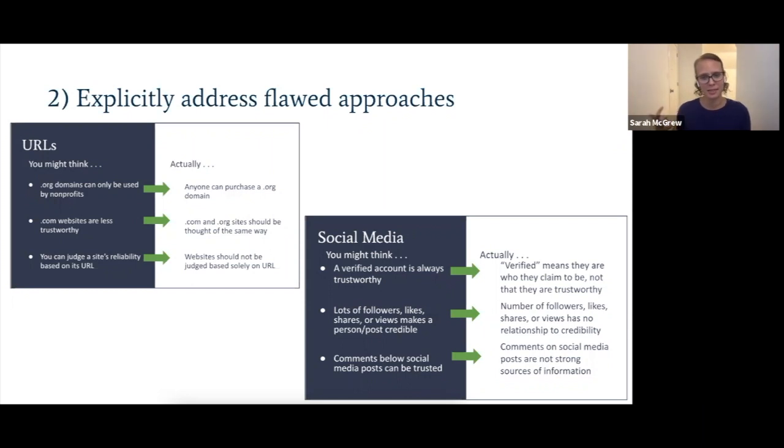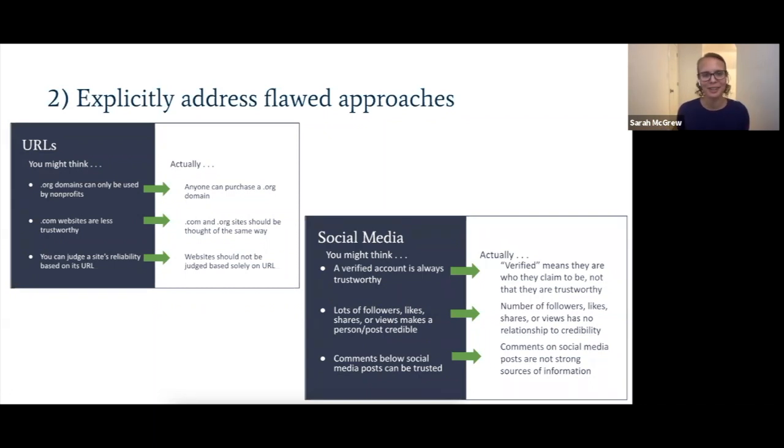And then there's also a lot of misconceptions that have developed about social media. So people assume, for example, that verified accounts are always more trustworthy, when in fact verified just means that the person is who they claim to be, not that the social media company has decided that they're definitely reliable. We also know from studies with a lot of adults that people assume that accounts with more followers, more likes, more shares are more credible.